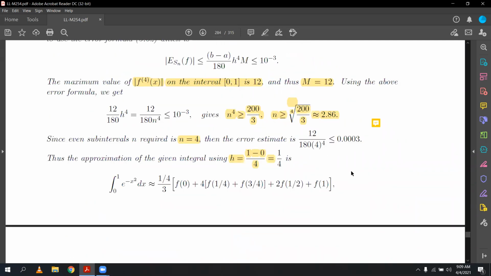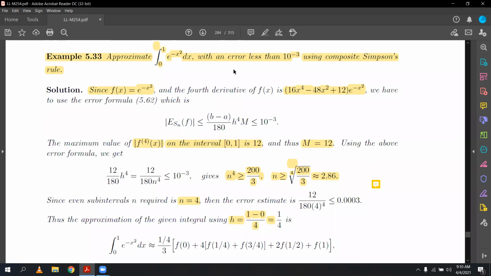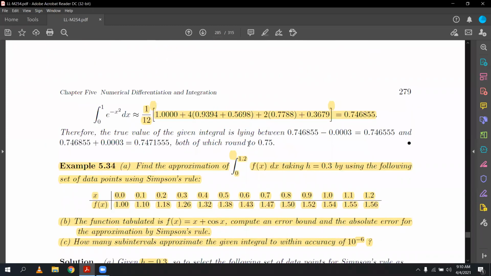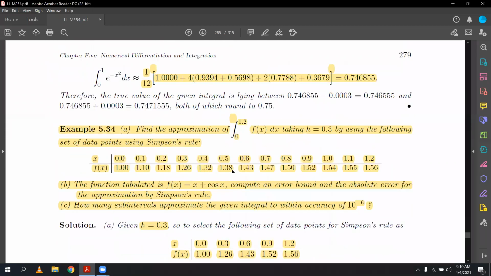And I told you that here not h is given, not n is given, not the number of points is given. So it means first we use the error bound formula and calculate either h or n, and then we can use the composite rule. Okay. This is a simple example, and in this example he gives you the table, so we can easily use it here.